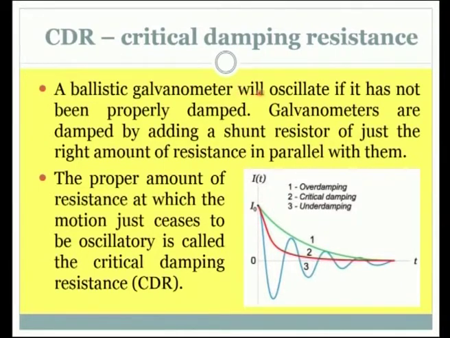A ballistic galvanometer will oscillate if it has not been properly damped. Galvanometers are damped by adding a shunt resistor of just the right amount of resistance in parallel with them. The proper amount of resistance at which the motion just ceases to be oscillatory is called the critical damping resistance, simply called CDR, and this diagram shows the critical damping. For that, a resistance is to be attached in parallel to the galvanometer.